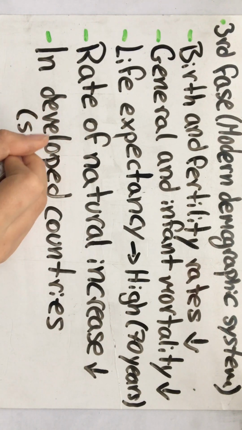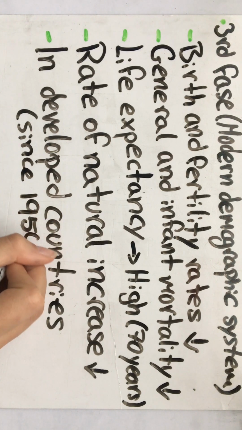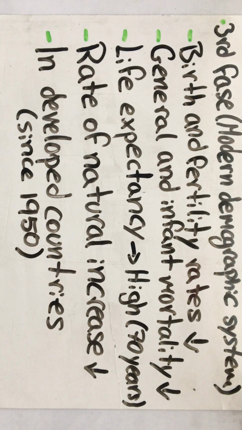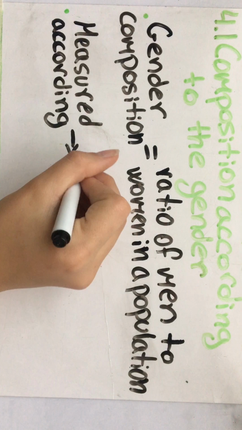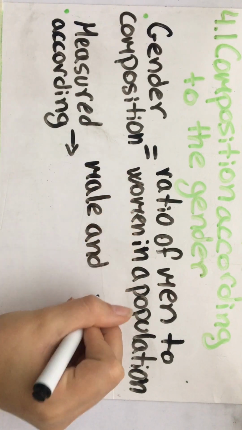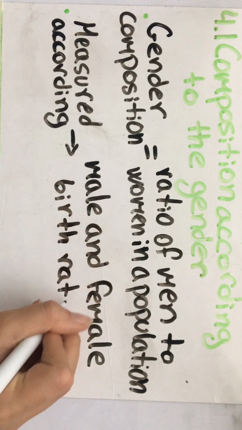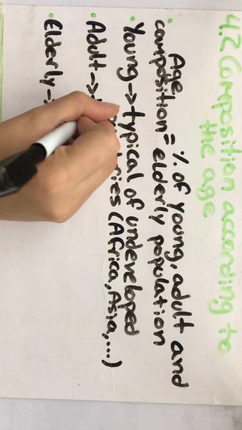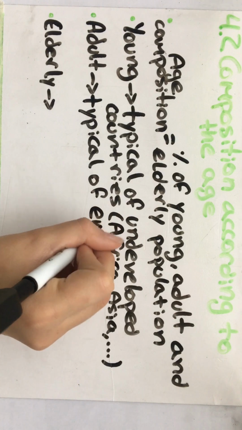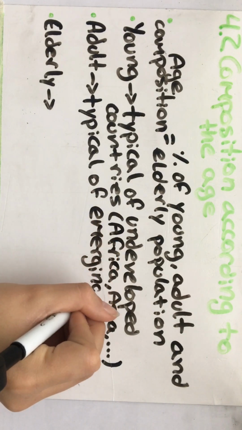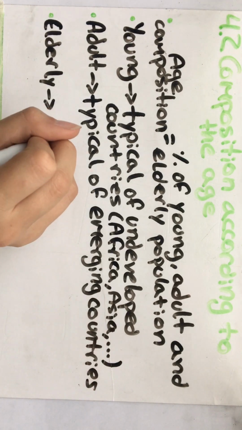This fact produced the acceleration of the global population growth rate, although it would take some years to become apparent. 4. Composition of population. Composition according to gender. Gender composition is the ratio of men to women in a population. It is measured according to male and female birth. Composition according to age. Age composition is the percentage of the young aged from 0 to 14, adults aged from 15 to 64, and elderly aged 65 and over.